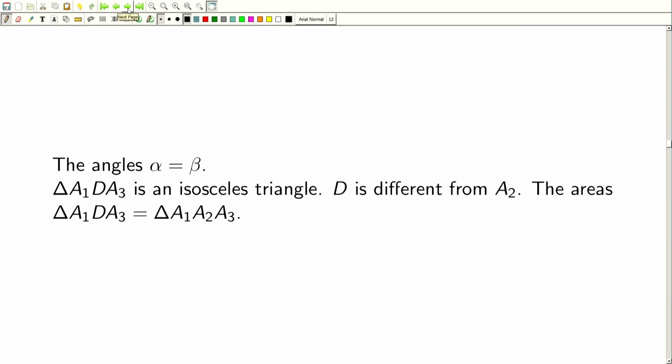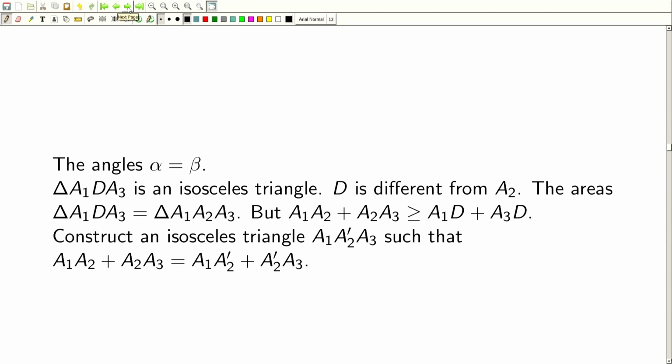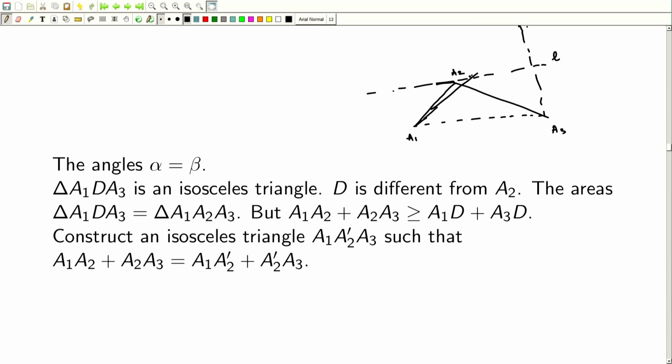I will draw the diagram here again. This is my A1, A2, and this is A3, and this is the line L. Now what I am going to get is a point D. By Heron's problem, if you join this, then this is my point D, and this D is different from A2.